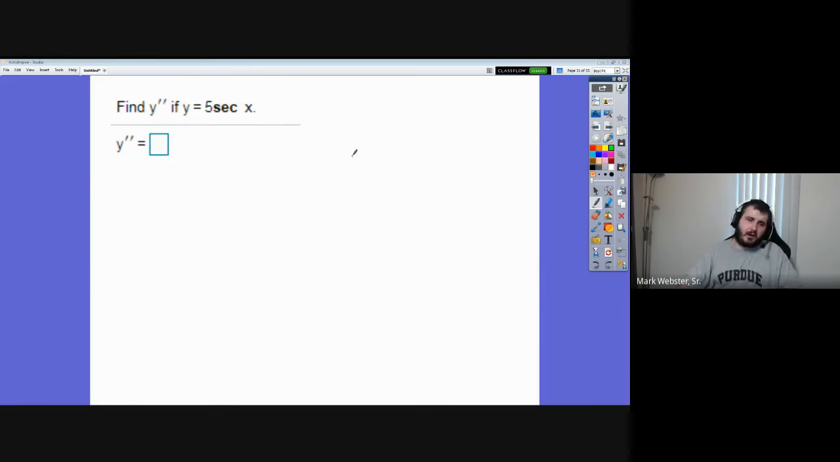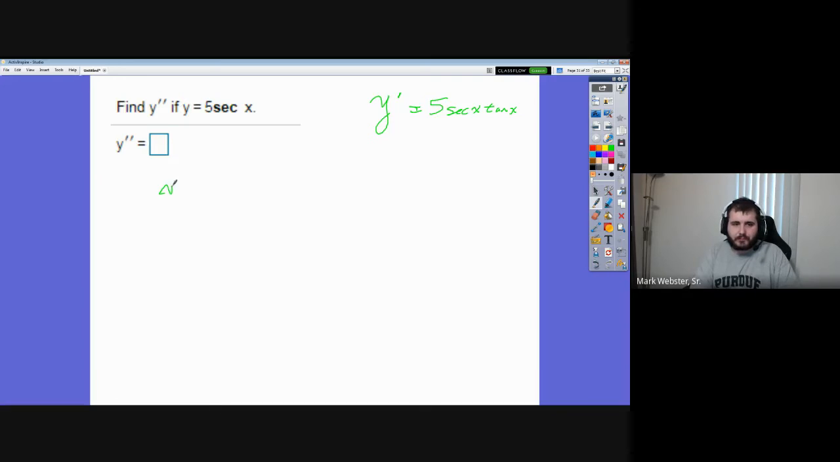Let's do this one now. Okay, so this says find y double prime. So that means in order to do this, we're going to first have to find y prime, and then we're going to have to go again, right? It says find the second derivative, so we got to take the derivative twice. Well, let's do it. What's the derivative of secant? Secant tangent. So this is just 5 secant x tangent x. Now we got to do it again.